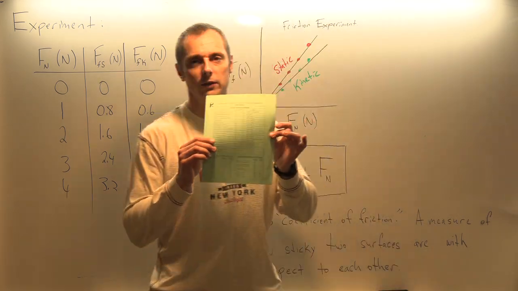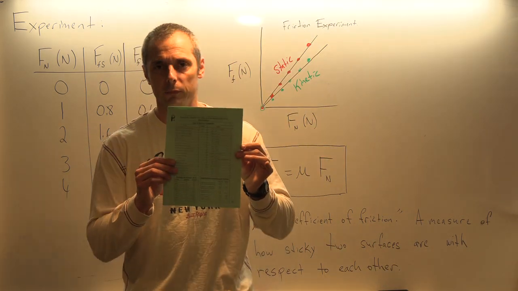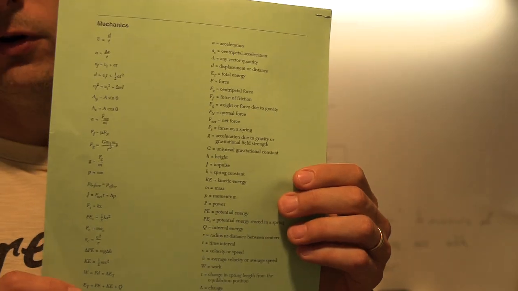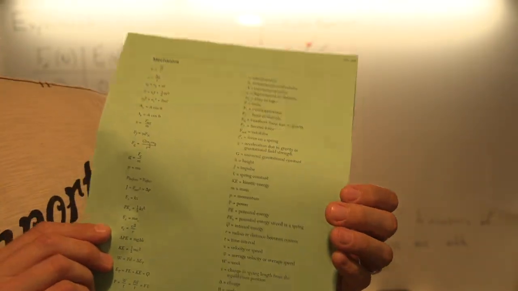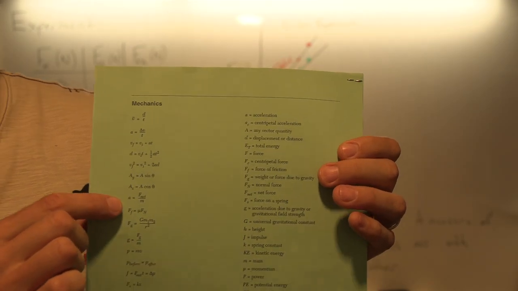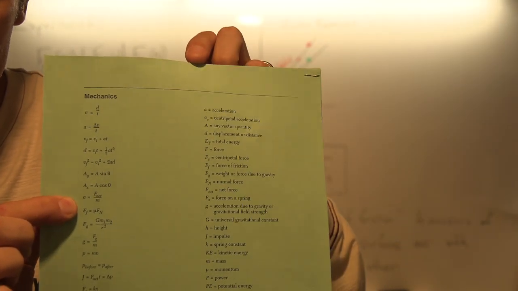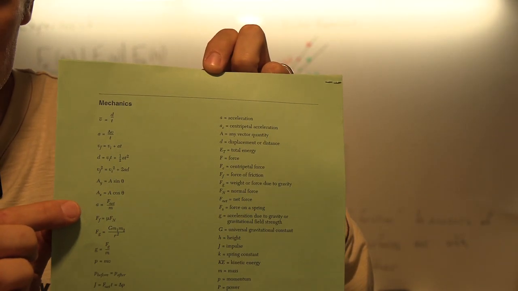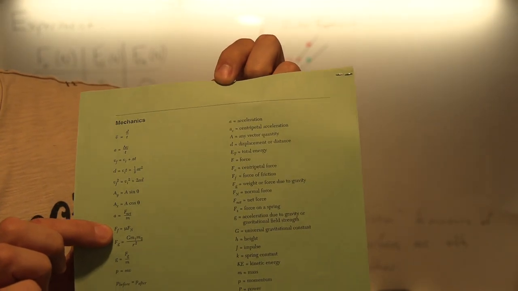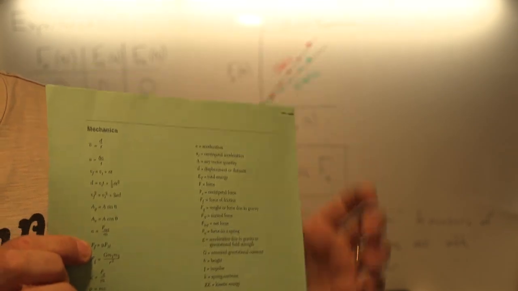Remember I said we've got this reference table, so I'll come closer to the camera, okay? Front cover, back cover is what we're going to be using for almost half the year. First of all, the force of friction equation that I wrote down is right here, right where my index finger is. Force of friction is mu F normal right there. Okay, so again, you don't have to memorize that.